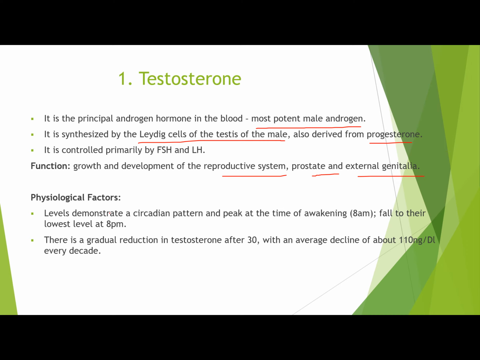Physiological factors: levels demonstrate a circadian pattern. So nagpipeak siya class ng 8 a.m. and the lowest would be at 8 p.m. There is a gradual reduction in testosterone after 30. So pagdating mo ng 30 or after 30, there would be a reduction. So mababa na yung testosterone nyo class with an average decline of 110 nanograms per deciliter every decade.